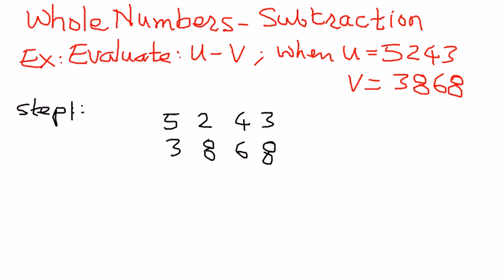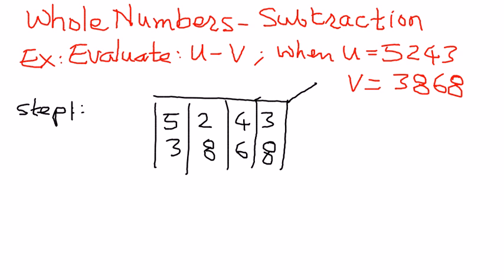Here again, we are going to locate the place values for the numbers given to us, and the place values for these numbers are as follows. The first column is the ones place, the second column is the tens place, the third column is the hundreds place, and the fourth column is the thousands place. So that is what we have. Now we want to subtract 3868 from 5243.